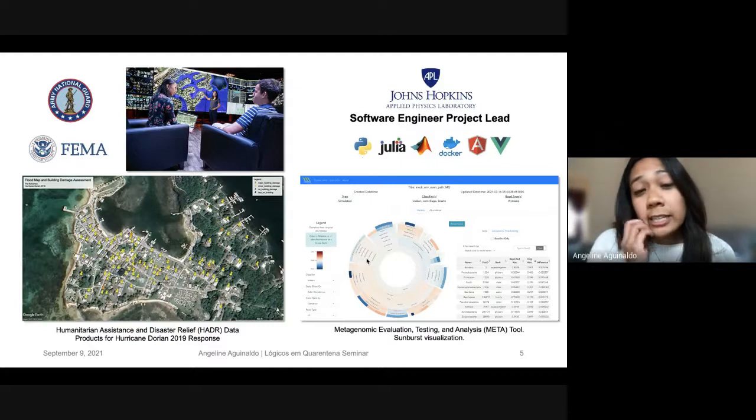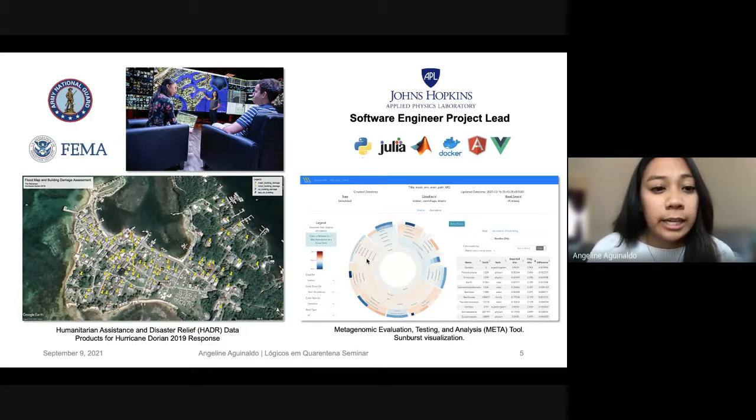So after that, I finished my degree at Drexel University, and then I got hired at the Johns Hopkins University Applied Physics Lab. I'm a software engineer project lead, and I worked on some projects with a variety of different domain applications. One of which is developing software capabilities that process image data, specifically satellite and overhead imagery, in order to assess building damage that was sustained due to disaster events. So our stakeholders in that project are the Army National Guard and FEMA.